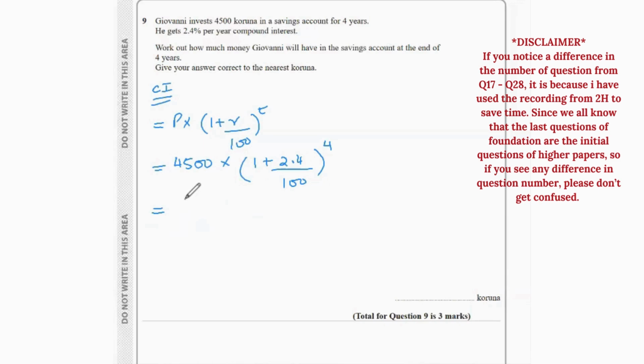That's going to give us 4,947.8. So round that to the nearest karuna. That's going to be 4,948. That's your answer.